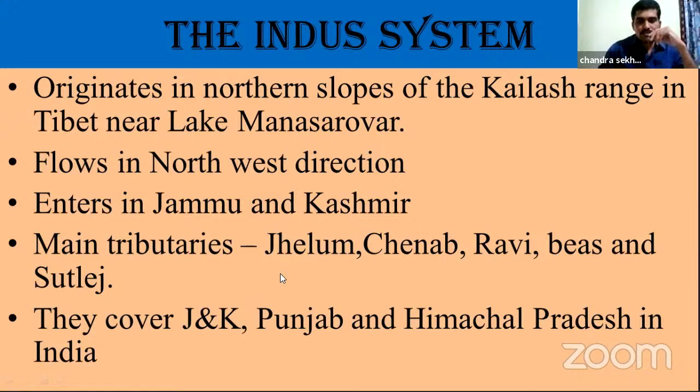The main tributaries of the Indus River system are the Jhelum, Chenab, Ravi, Beas, and Satluj. These are the 5 important tributaries of the Indus River system. They cover Jammu and Kashmir, Punjab, and Himachal Pradesh in India. It flows through China to India, then enters Pakistan and discharges its water into the Arabian Sea near the Rann of Kutch. This is about the Indus River system.